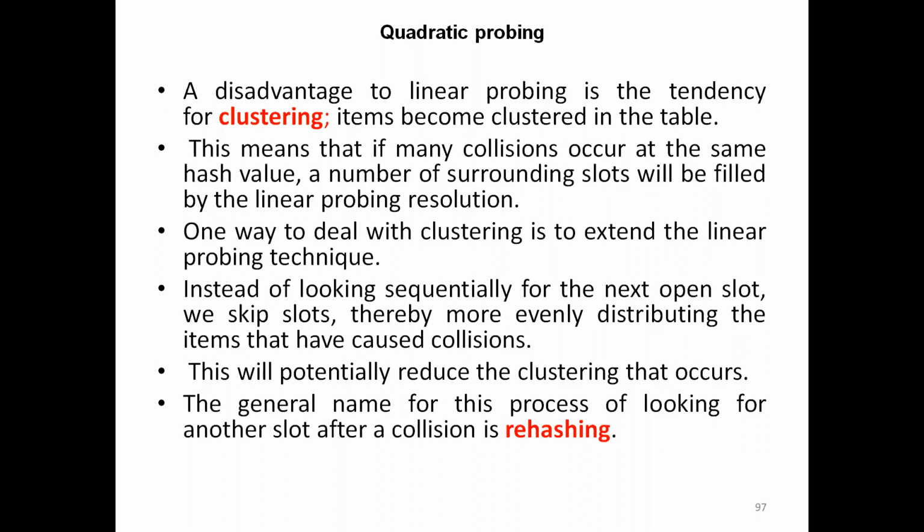One way to deal with the clustering is to extend the linear probing technique. Instead of looking sequentially for the next open slot, we skip slots, thereby more evenly distributing the items that have caused collision. This will potentially reduce the clustering. The general name for this process of looking for another slot is called rehashing.